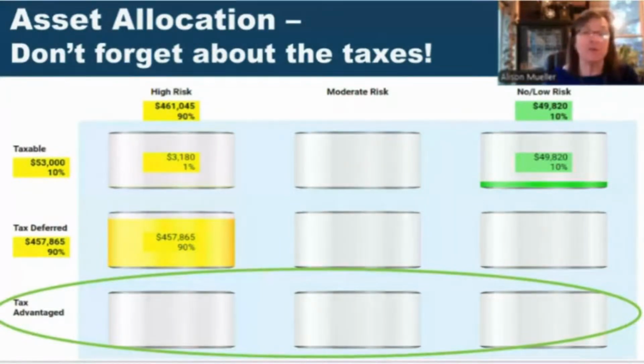Now, if you're concerned that your earnings are too high to contribute to a Roth, there are some other very interesting things that we can do that will get you into the tax advantage category. So I'd be glad to talk to you about that. And that's what I've done for myself and my friends and my family.